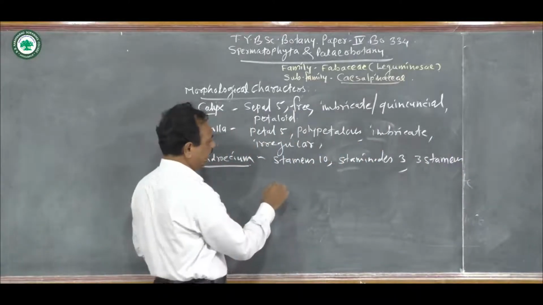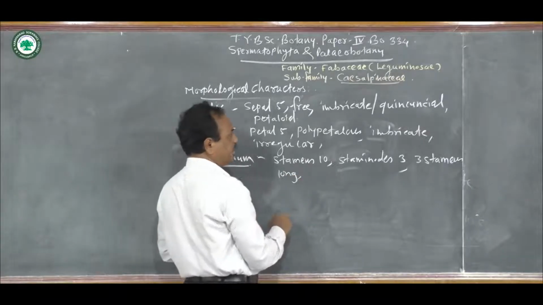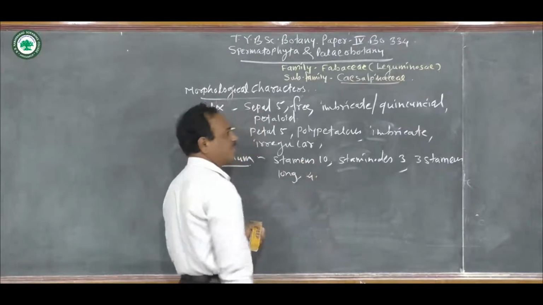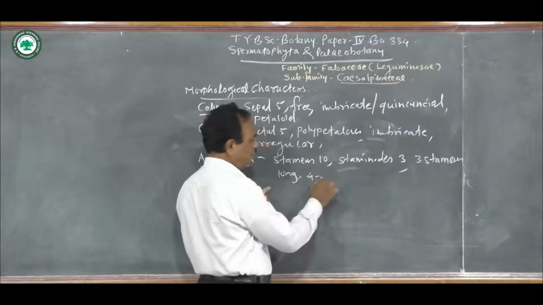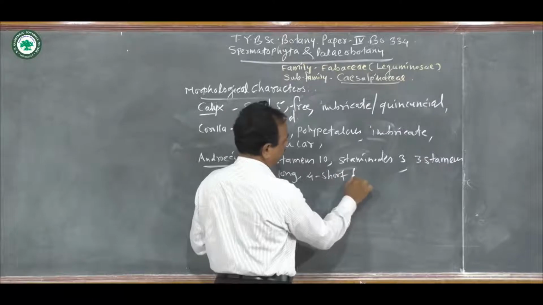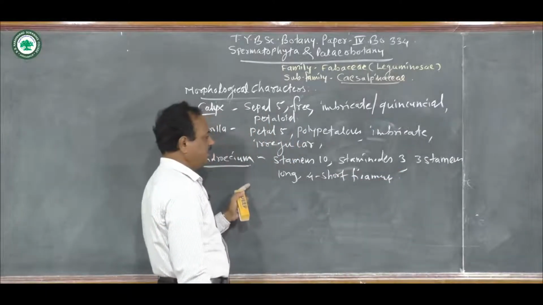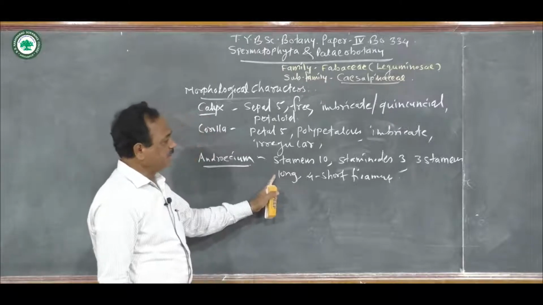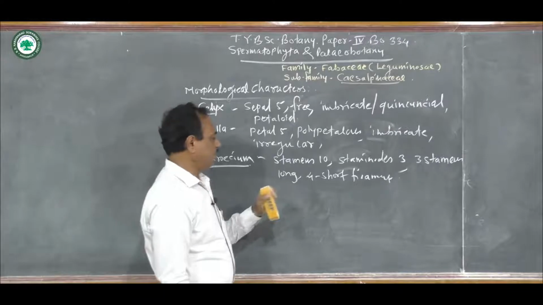So these are the long, and the 4 stamens, they are showing the short filament. They are showing this short filament. So that's here. If you see the stamens, these are 3 plus 4.